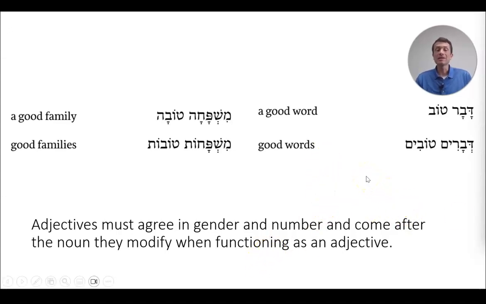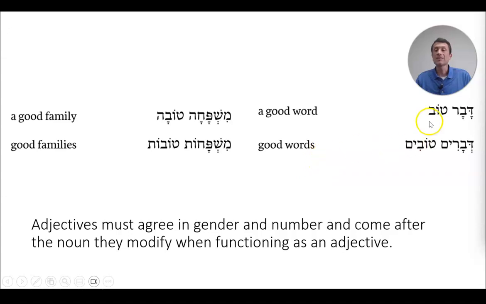Adjectives, as I've mentioned, must agree in gender and number. And when they're being used adjectively, adjectives also have to come after the noun they modify. So instead of like in English, where it's before the noun, if it's functioning adjectively, it must come after the noun, and it must agree in gender and number. And definiteness, actually, which we'll talk about later.